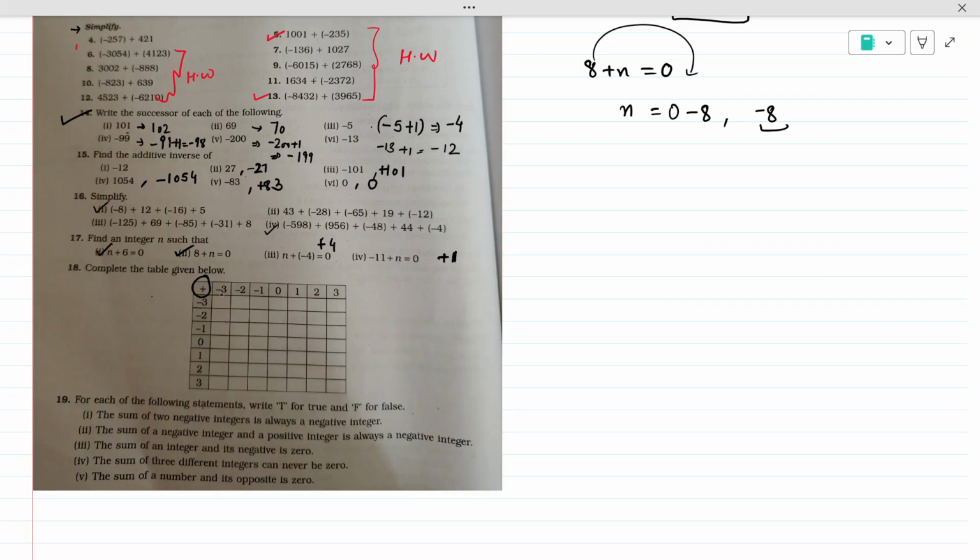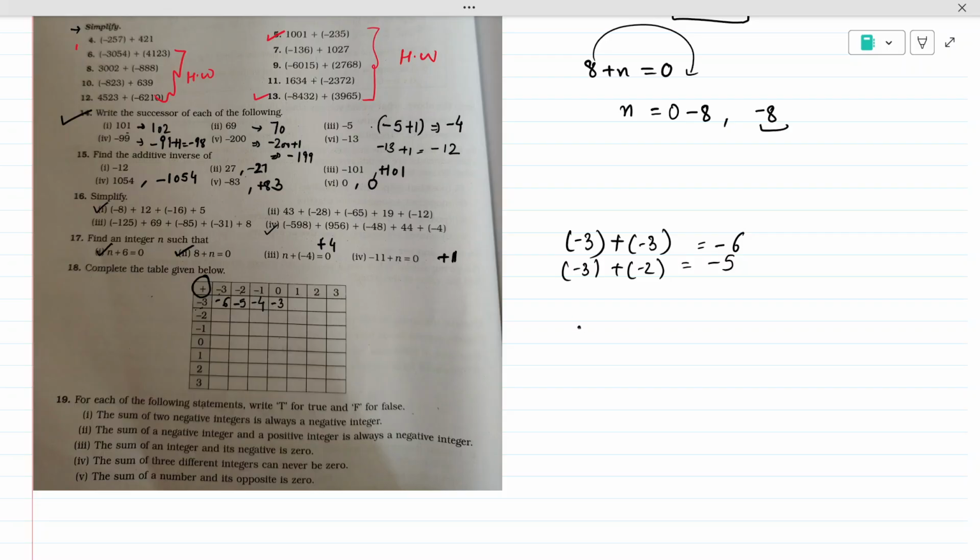To this minus 3 we have to add minus 3. Like we have minus 3 here, to this we have to add this minus 3. This is a cross. So minus 3 plus minus 3 will become minus 6. We have to write minus 6 here. Okay. Similarly, next one, minus 3 plus minus 2. This will be minus 5. So we will write minus 5 here. Now minus 3 plus minus 1, minus 4. Minus 3 plus 0, minus 3 only.